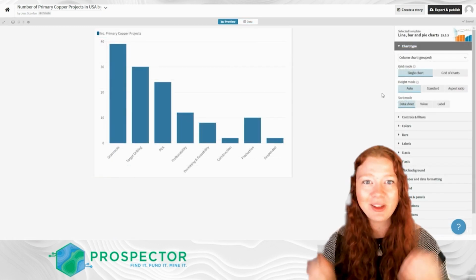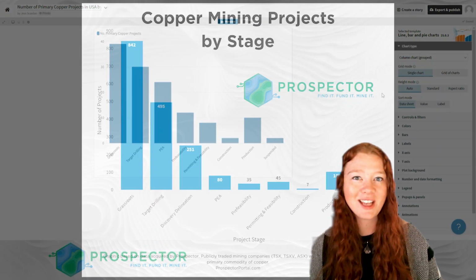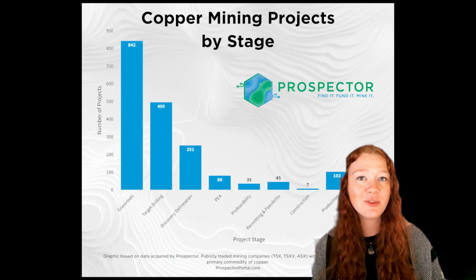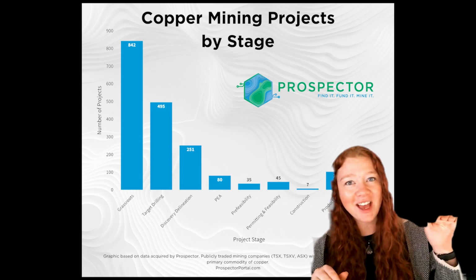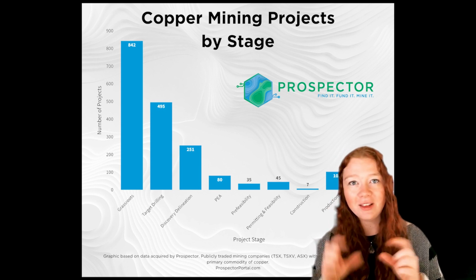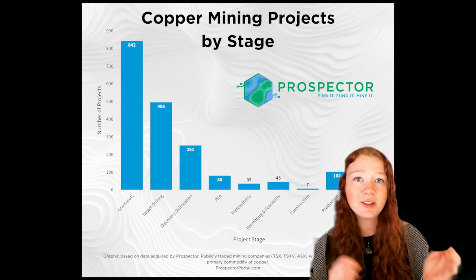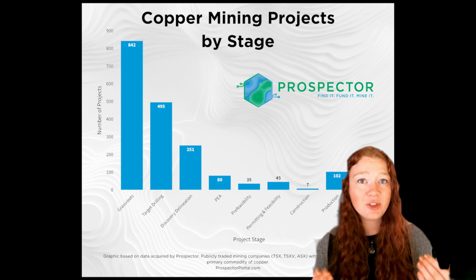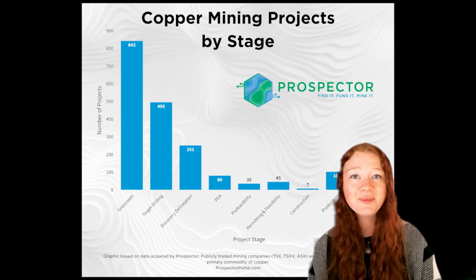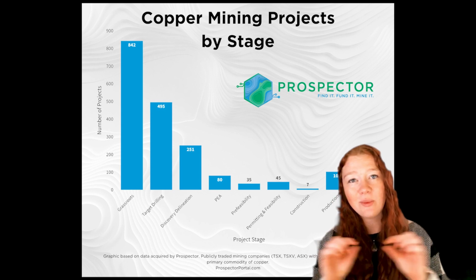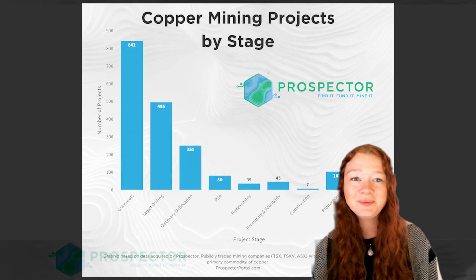Now, if you want to spice this up a little bit, I like to put it into Canva and add our Prospector branding. Remember, when you're creating data-based graphics, it's important to create proper graphics. Make sure you have a clear headline, axes titles. I also like to add a little blurb at the bottom saying that this data graphic is based off of Prospector data covering publicly traded companies, so it may not represent a full global data set. I also like to put the website name, Prospector, at the bottom. That way people know where they can go and find this data.